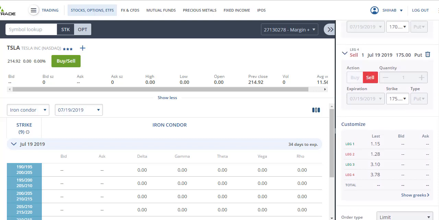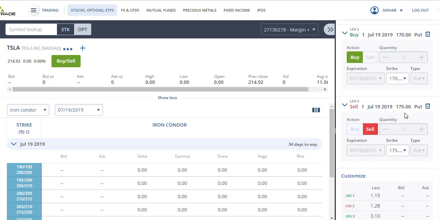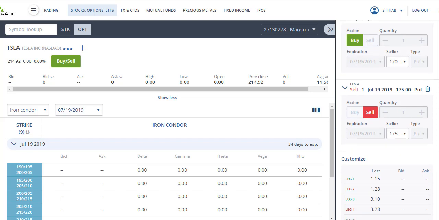But my max loss is $5, which is the difference between the two strikes, minus the $81 I already collected. So that's my max loss. It's a big amount, but it has a small chance of happening. So my max loss is about $419. But I could actually decrease my max loss throughout the trade by making adjustments.